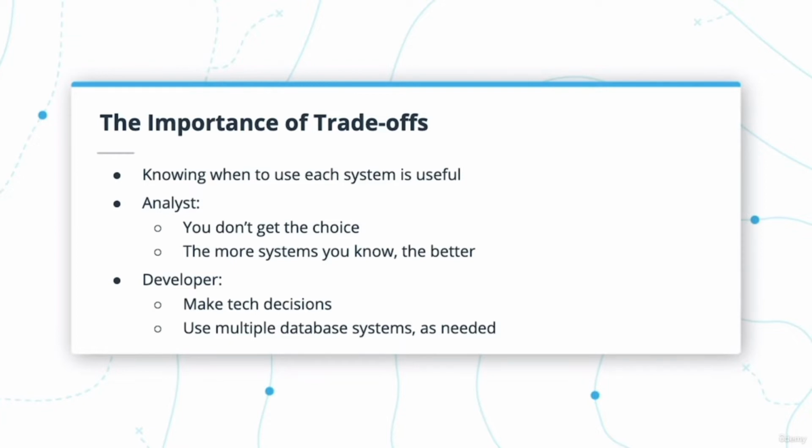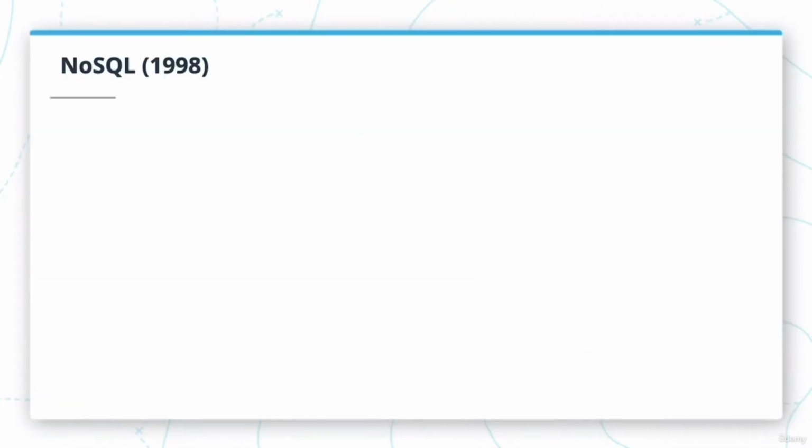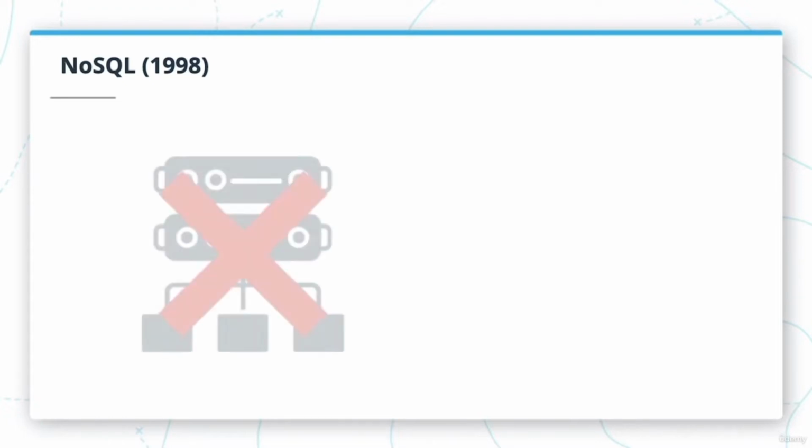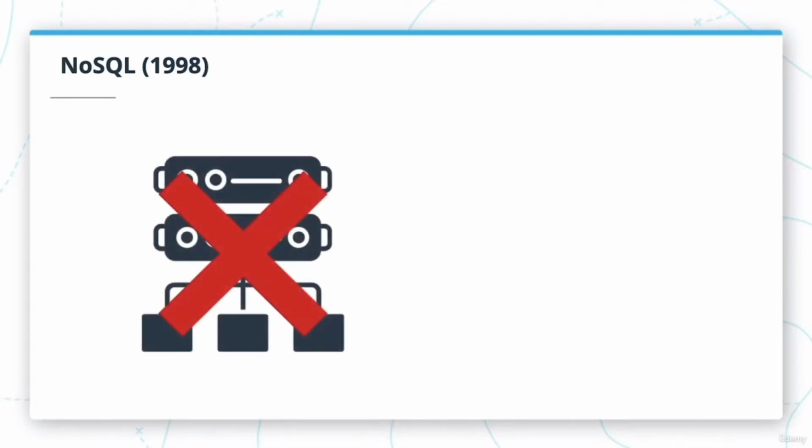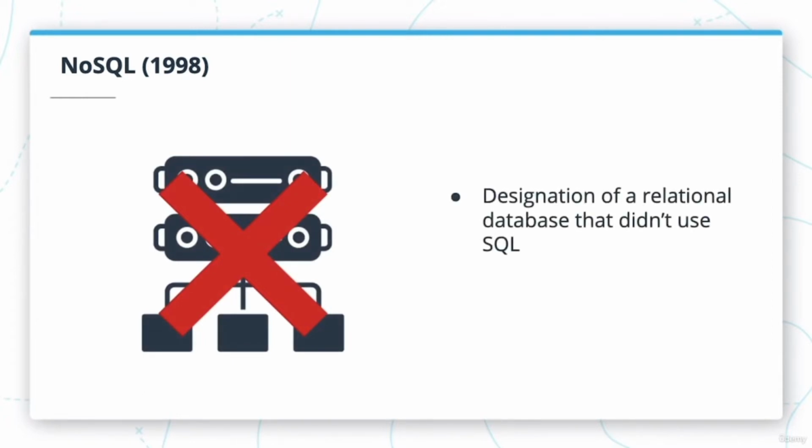In the next video, we're going to take a look at a little bit of history regarding these kinds of systems and how they evolved to what they are today. All right, now for a little bit of history. Let's take ourselves back a little bit to 1998, which is actually the first time that the word NoSQL was coined. At that time, it was used to designate a relational database that did not use SQL as the language to query it.